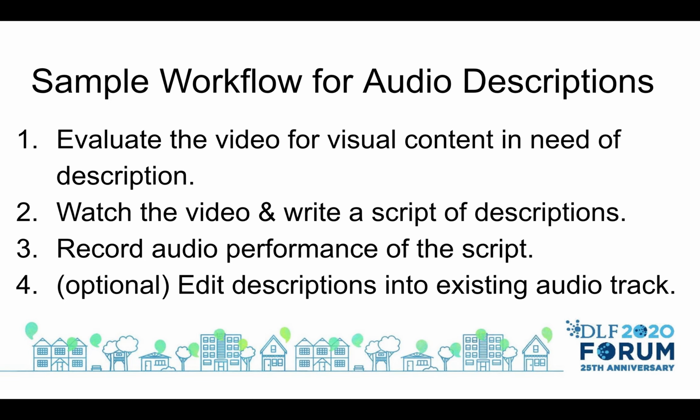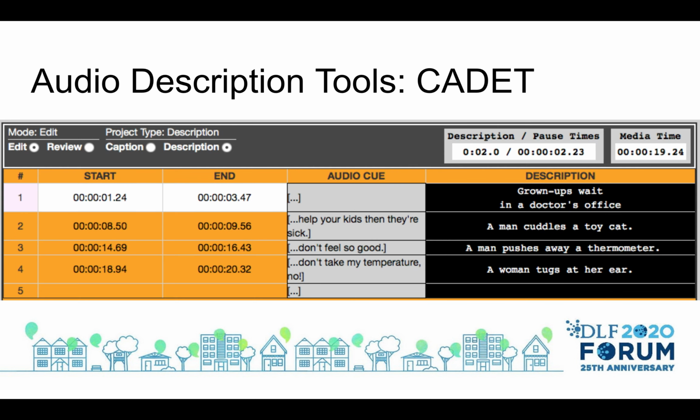An optional fourth step is editing descriptions into existing audio tracks. And the reason I say this is an optional step is that it really depends on what you're using to host the videos. Some platforms will allow you to have an extra track for audio descriptions, but others won't, and so you will have to put it into the existing audio track. As an example, currently YouTube only allows for that one audio track, so you would need to make sure that the audio descriptions were in the main audio track.